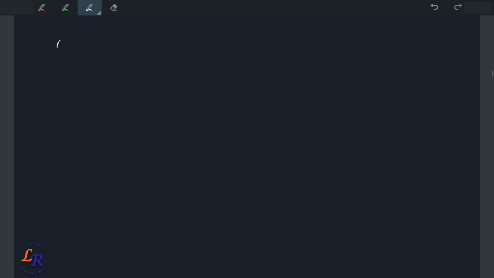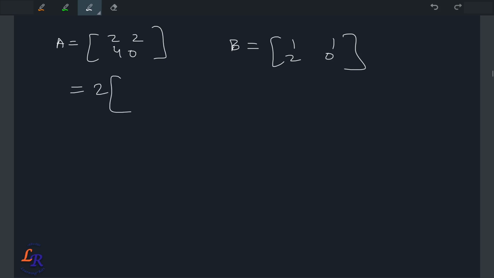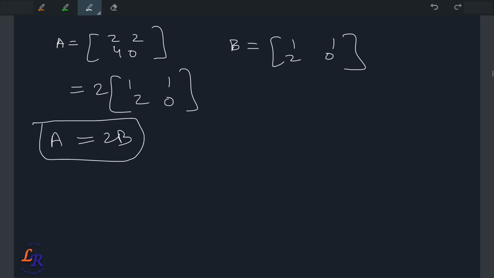For example, let's say you have a matrix A, something like this: 2, 2, 4, 0. And then another matrix B: 1, 2, 1, 0. You can easily see that if you take 2 common from each element of A, it becomes the matrix B. So A is equal to 2B. You can easily find this relation from our earlier understanding of matrices.